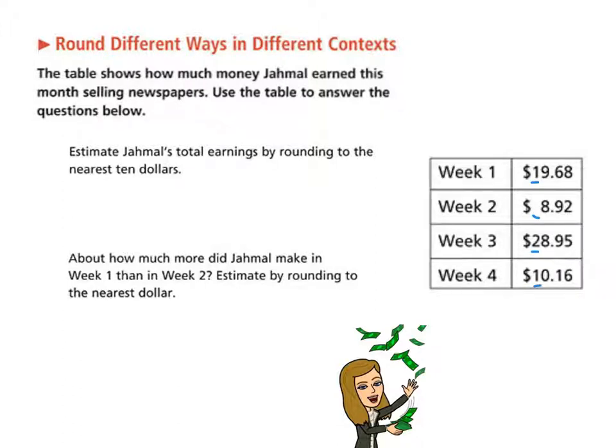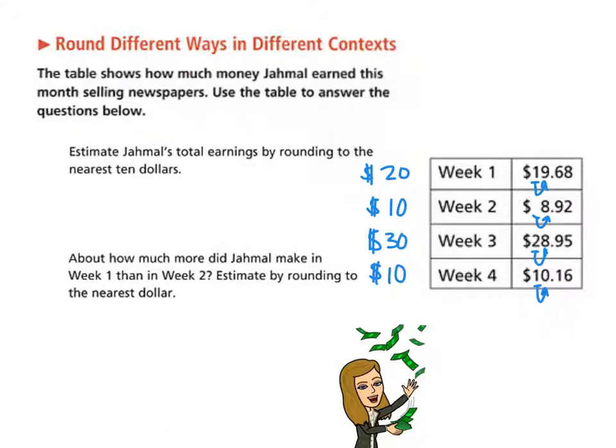If we're going to round to the nearest tens place, remember we look right next door and then round accordingly. So in week 1, the 9 will bump up the 1. So he made about $20 in week 1. In week 2, the 8 will bump up the 0 to a 1, which means that it's about $10. An 8 is closer to 10 than it is to 0. And then the 2 in week 3 will be bumped up by the 8, so he made about $30. And again, 28 is closer to 30 than it is to 20. And then in week 4, the 0 would not bump up the 1, so he made close to $10.